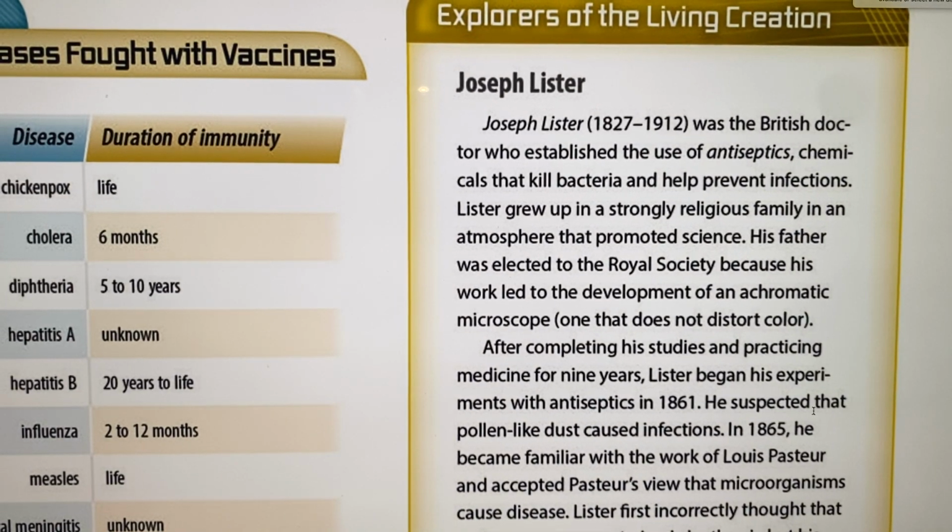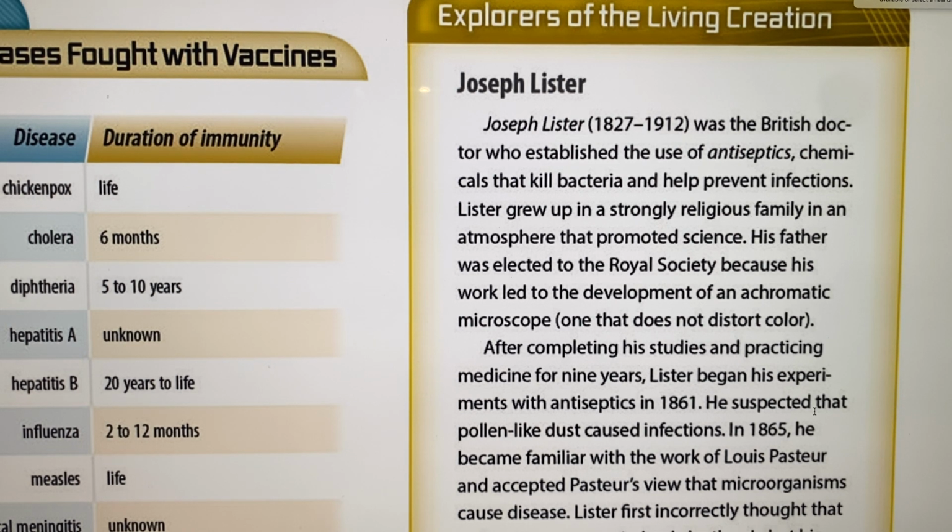Joseph Lister lived from 1827 to 1912. He was a British doctor, and he was one of the first to use antiseptics, chemicals that kill bacteria. His father worked for the Royal Society, and he was a scientist too. He put forth a new kind of microscope, so Joseph was raised in the area of science. And for 9 years, he did a lot of studying, but in 1861, he did experiments with antiseptics.